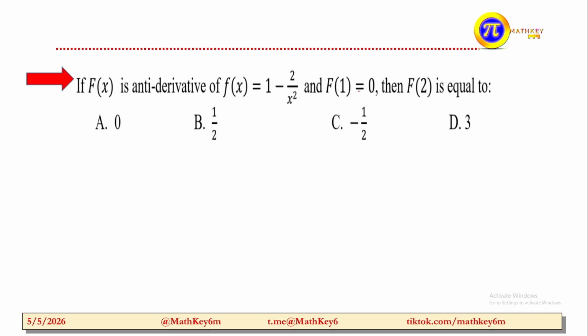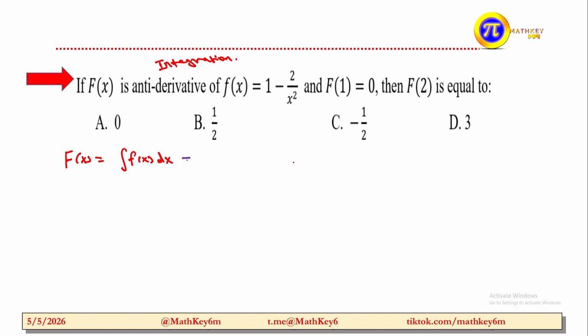Let us see together: if F(x) is an antiderivative of f(x) and F(1) is 0, what is F(2)? F(x) being an antiderivative of small f(x) means F(x) is the integral of small f(x) with respect to x. Antiderivative means integration, the reverse process of the derivative.